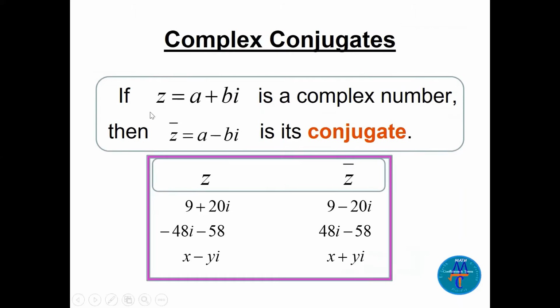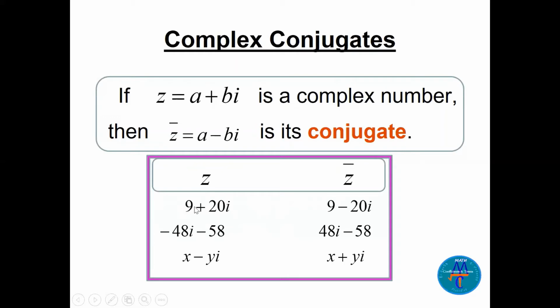Conjugates. If you have a complex number z, a plus bi, if I ask you to find the conjugate, we call it z bar or z dash. The conjugate is z bar. It's a, we change the sign of the imaginary part only. So a minus bi. Just remember this definition. That's the definition. So these are 3 examples here.